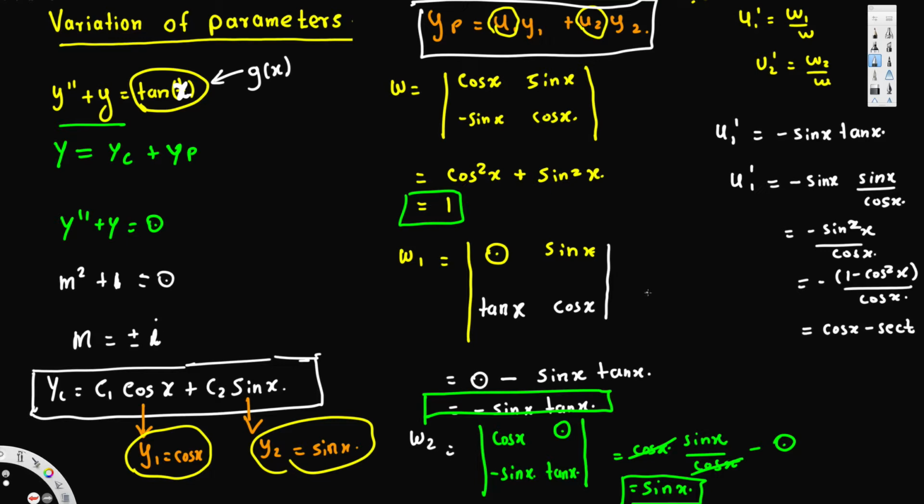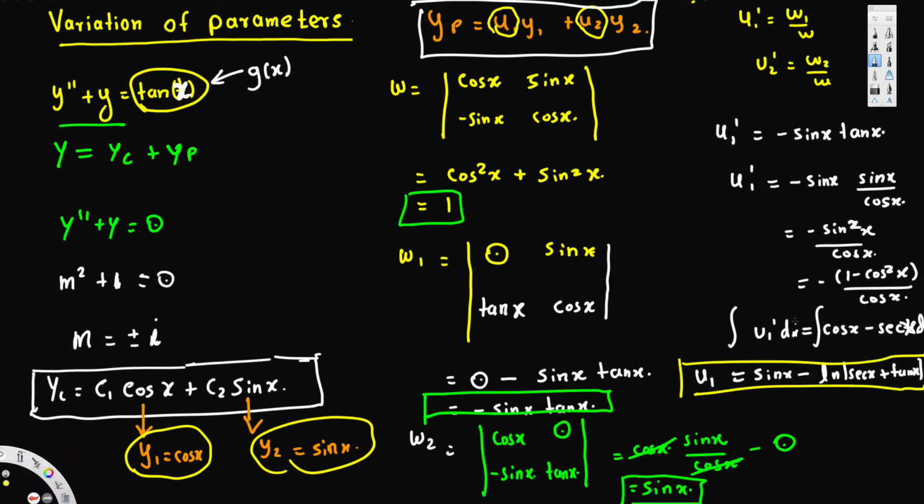Now we are going to integrate this one. If you integrate cos x minus sec x with respect to x, you will end up with sine x minus ln of sec x plus tan x. I'm writing the integration of this one, that is sine x minus ln sec x plus tan x. This is the integration of u1 prime, and that is equal to u1. This is one of the important solutions.